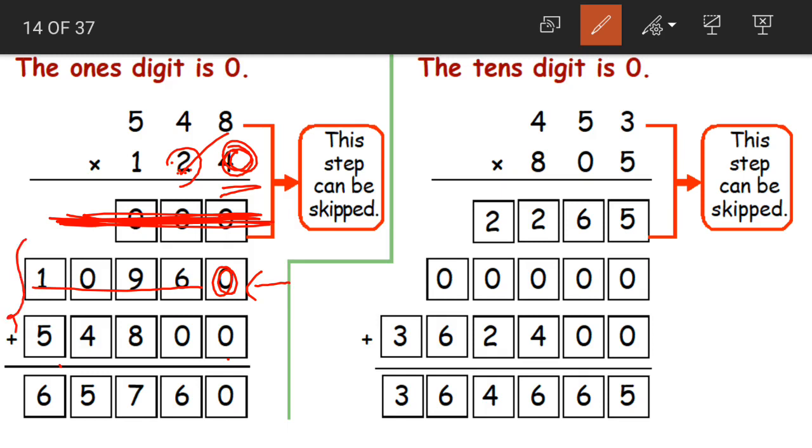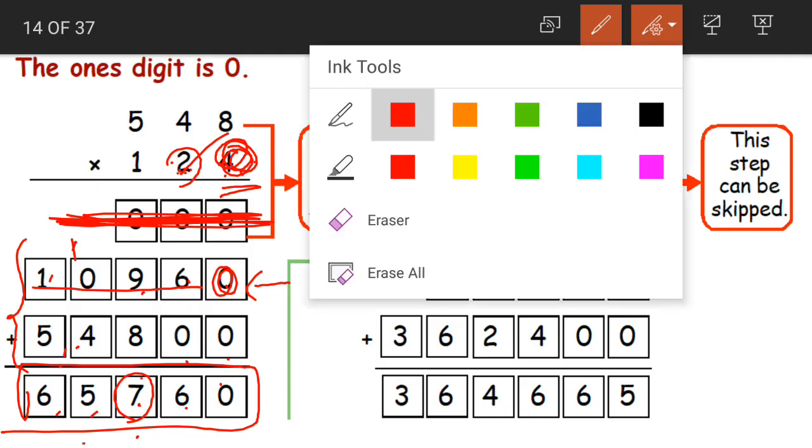Now let us add these two and check. 0, 6, again 9 plus 8 is 17, 1 carried, 1 plus 4 is 5, 5 plus 1 is 6. Is there any change in the answer? No, the answer is 65,760 only. What did we understand from this? Whenever we are having 0 as one of the digits in the factors, the multiplying with that digit can simply be skipped, can be avoided. There is no need to do that.